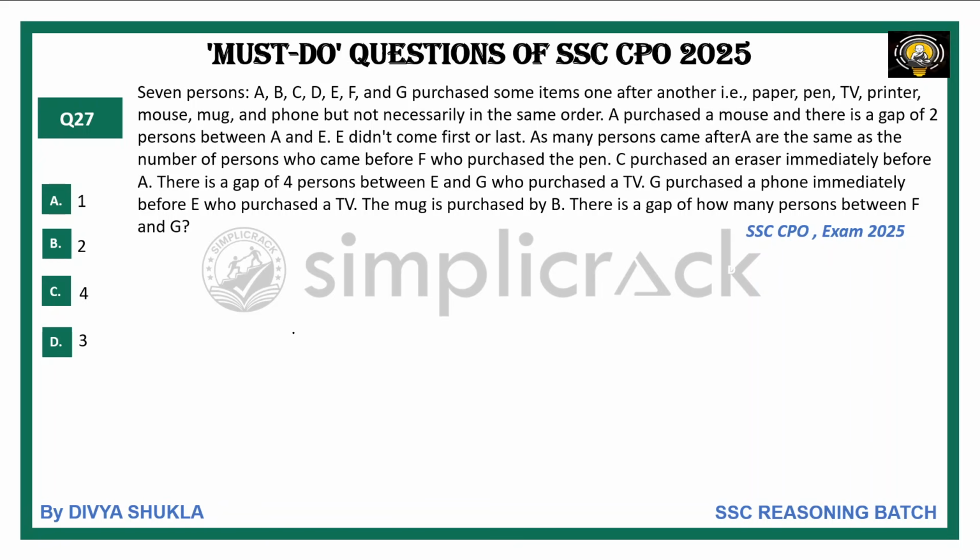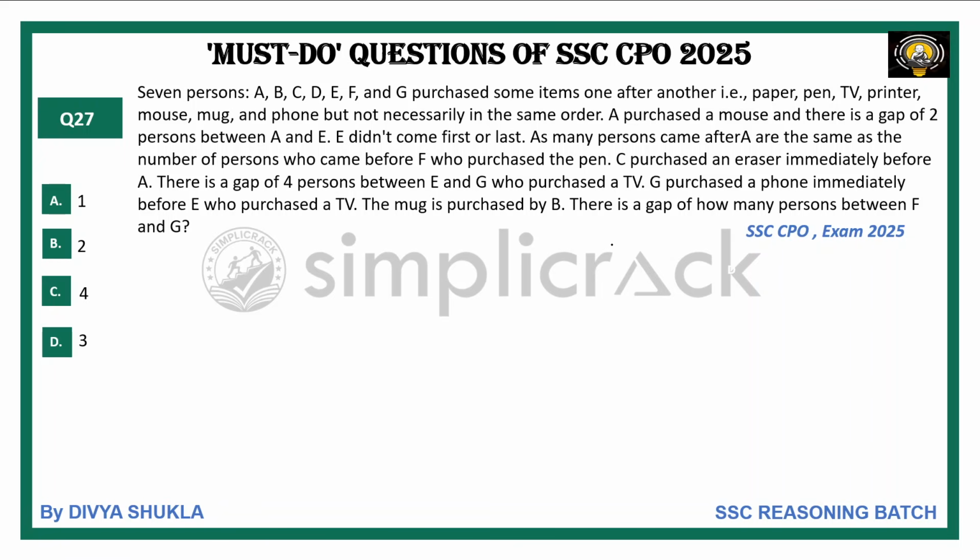Seven persons purchased some items one after another: paper, pen, TV, printer, mug, mouse, phone, but not necessarily in the same order. A purchased a mouse, and there is a gap of 2 between A and E. E didn't come first or last. As many persons came after A as came before F, who purchased the pen. C purchased an eraser immediately before A. There is a gap of 4 between E and G. G purchased a TV.